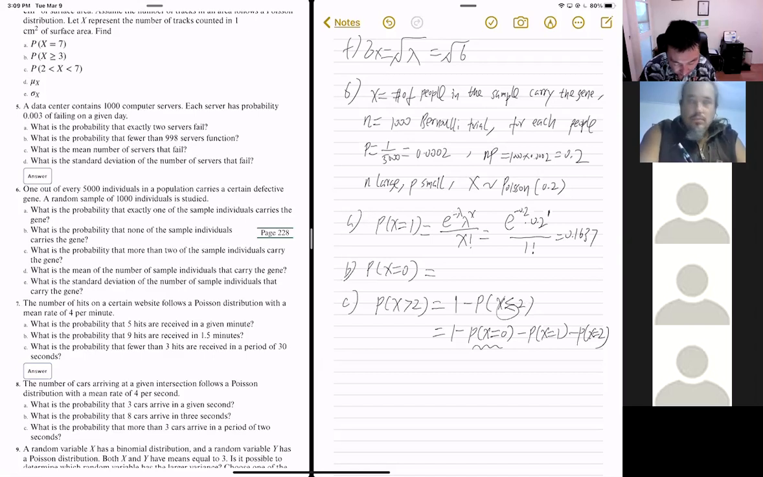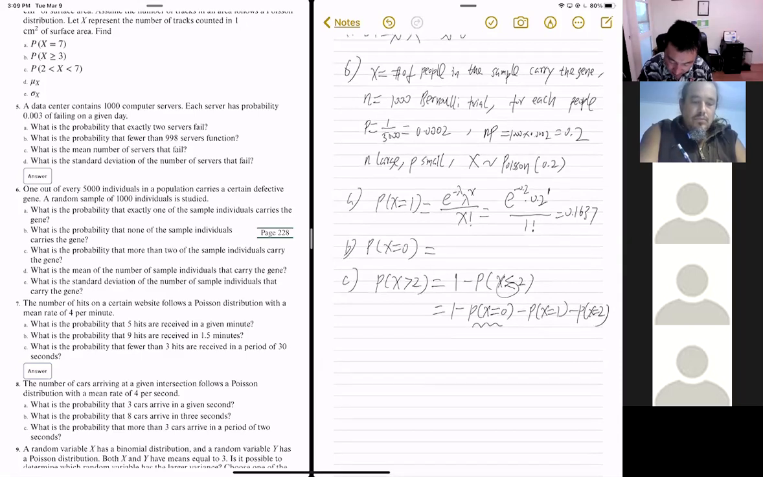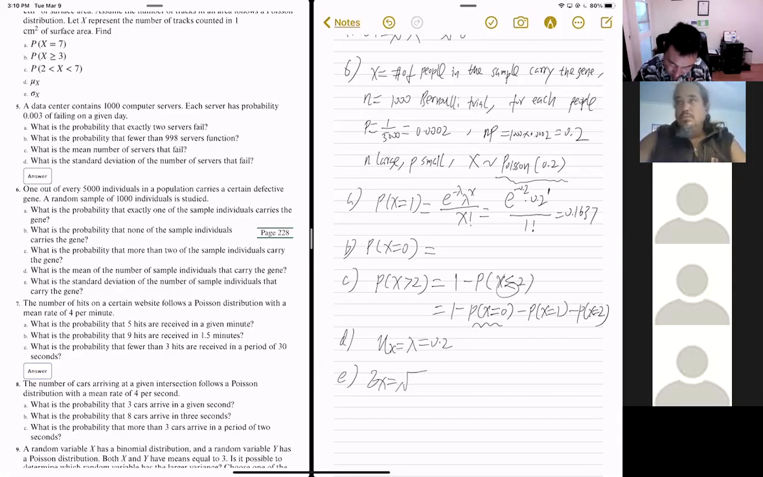D, what is the mean number of sample individuals carrying the gene? So that is the mean value. Because X follows Poisson 0.2, mean value will be equal to lambda equal to 0.2. F, what is the standard deviation? Again, standard deviation is equal to square root of lambda, square root of 0.2.